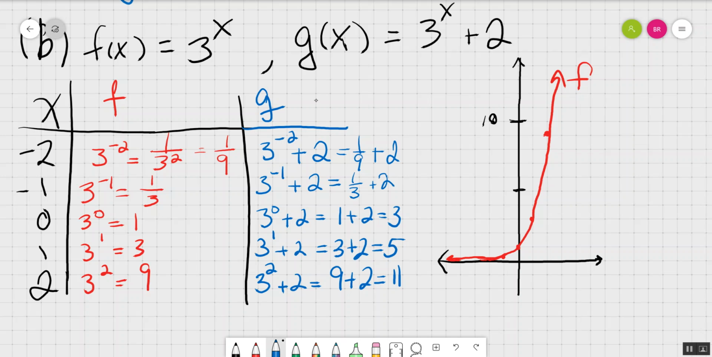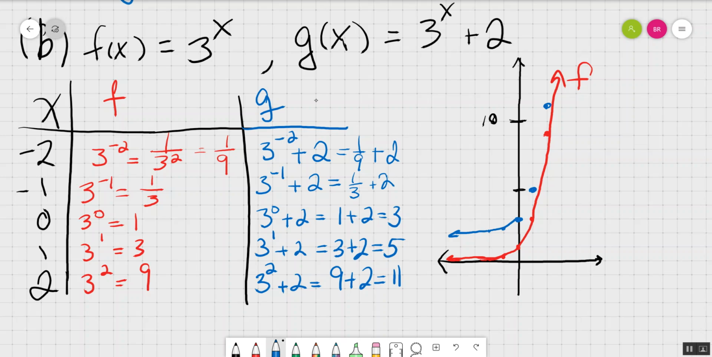Let's graph this. So at 0 for x, it's a 3. At 1, it's a 5. So 1, 2, 3, 4, 5. And then at 2, it's 11. There's my g. Okay, now here's the hard part. At negative 1, it's 2 and a third. So at negative 1, I've got to go up 2 and then about a third. And then at negative 2 for x, the result in y is 2 and 1/9. So I've got to go up 2 and then a 9th. That's hard.